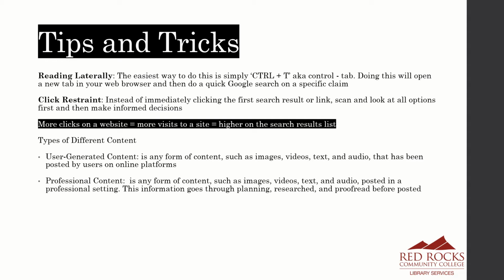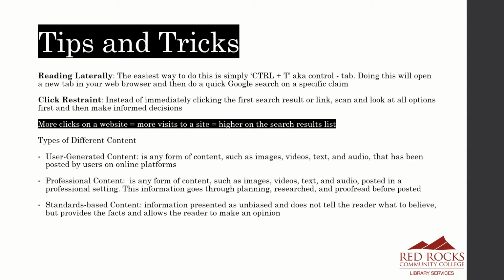Professional content tends to be informative, or they will clearly state their intentions. The third type of content is standards-based content. This is any information presented as unbiased and does not tell the reader what to believe, but simply provides the facts and allows the reader to make an opinion. Good journalism should always do this.